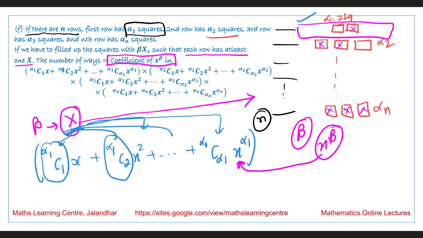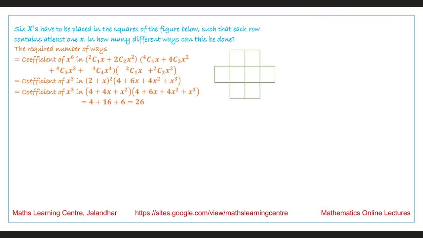Similarly, for the second row, we have this sum. For the third row, we have this sum. Continuing in this way, in the nth row we will have this sum. And the product of all these values will give us the final answer. So, based upon this, we have this question.